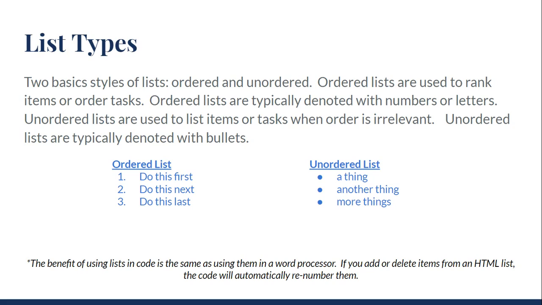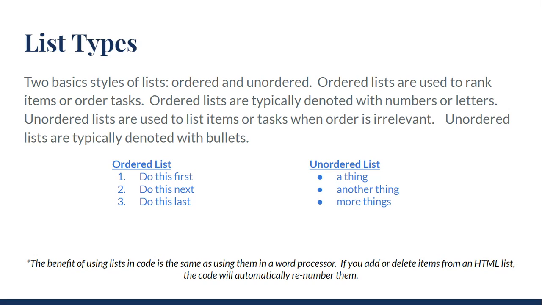We could make both ordered and unordered lists in HTML just by writing one, do this, two, do this, three, do this. But we get the same benefit as a word processor if we create it as an actual list, because then if we delete or add items, it will automatically do the renumbering for us.